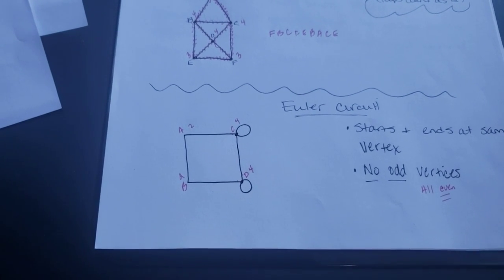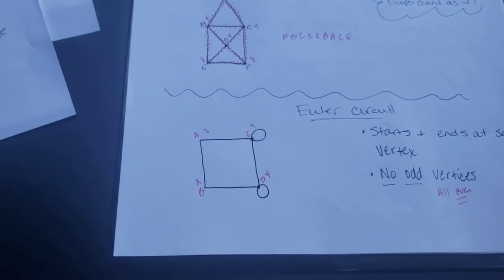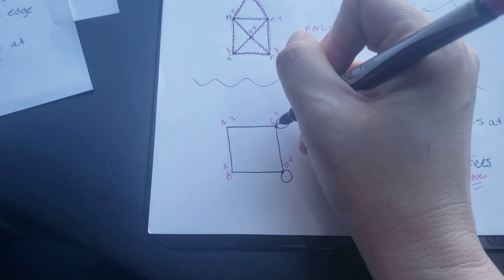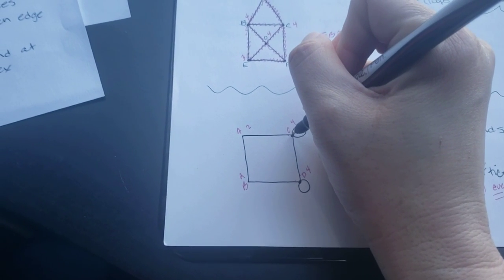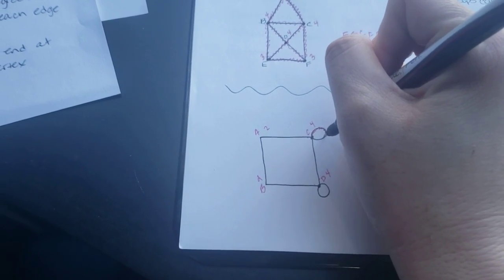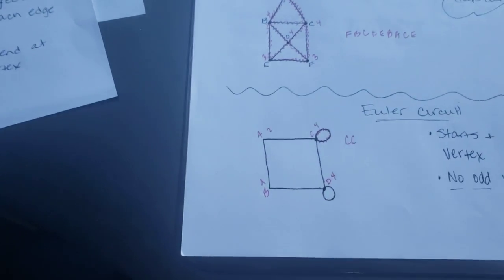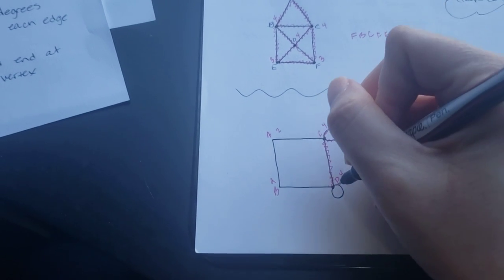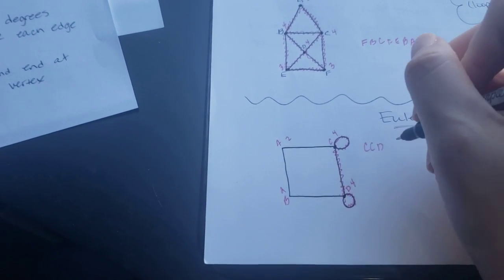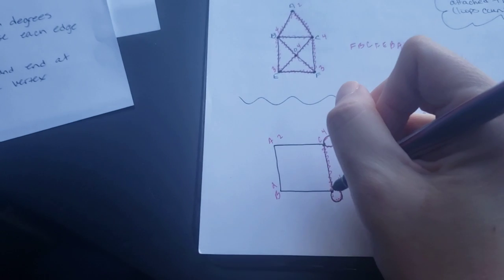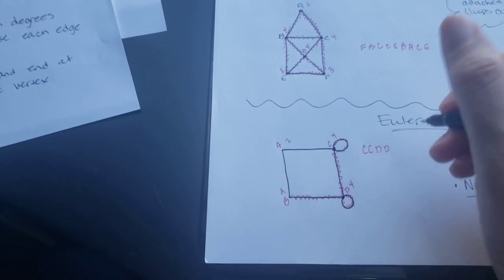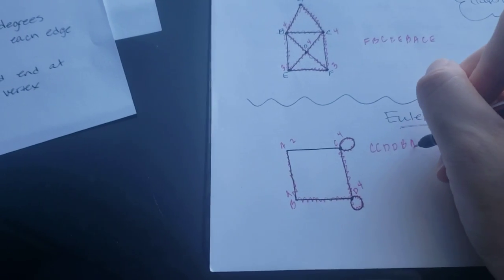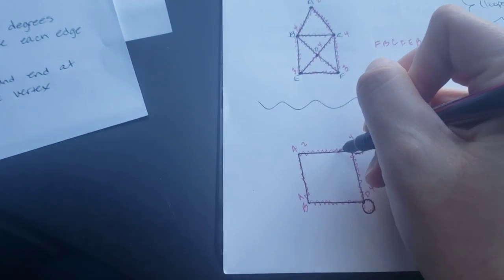So now it's just a matter of figuring out where to start. Now this is a relatively easy one. I could actually start at a bunch of different places, but I'm going to start here at C, and the first thing I'm going to do is go around the loop. So I went from C to C, and then I'm going to go down here to D. I'm going to go around the loop, back to D. Then I'm going to go over here to B, up here to A, and then over to C.